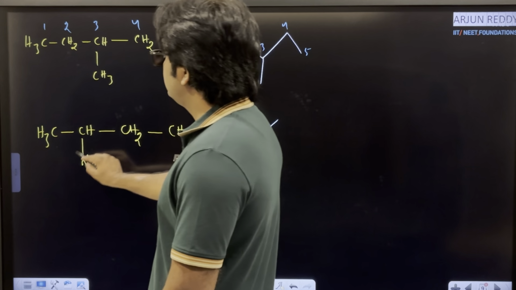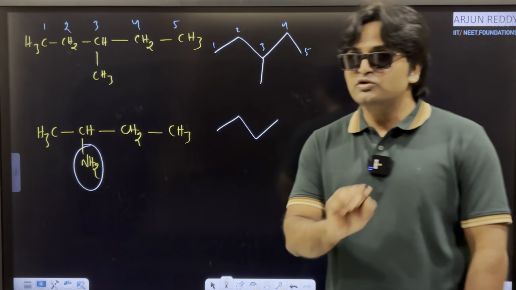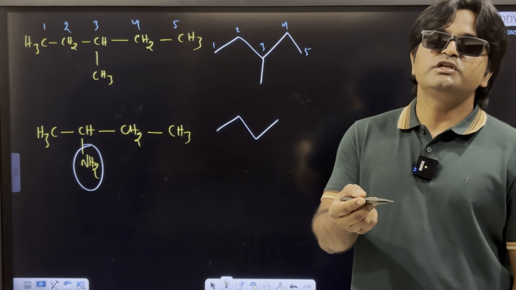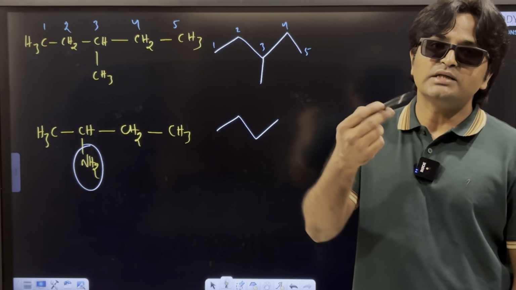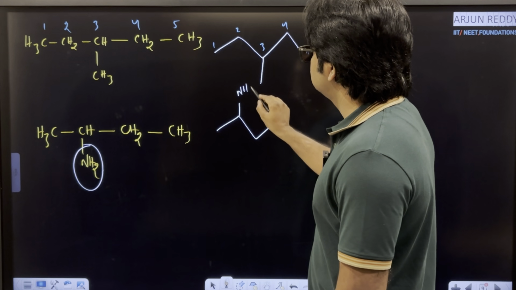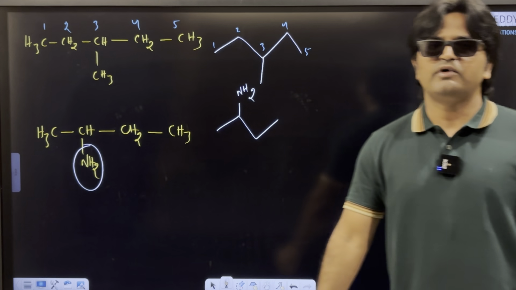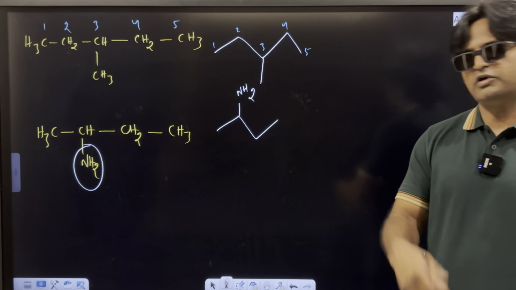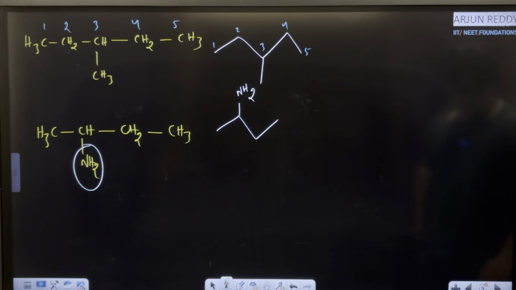And here NH2 is present. Are we writing hydrogen or not? If hydrogen is present on any atom other than carbon, then you should write it here, NH2. That is the way of writing the bond line formula. Any doubt? Clear? Okay. Now let us go to the next example.